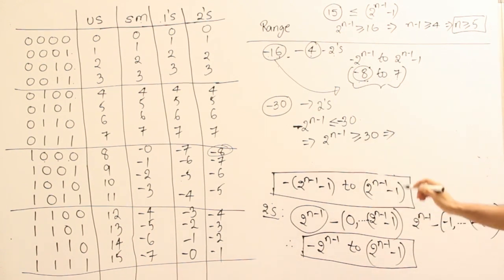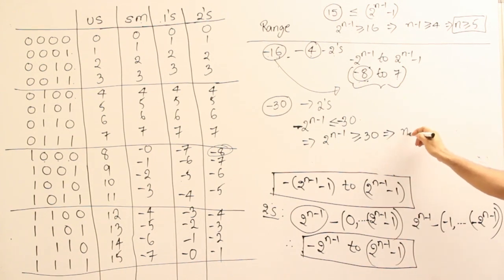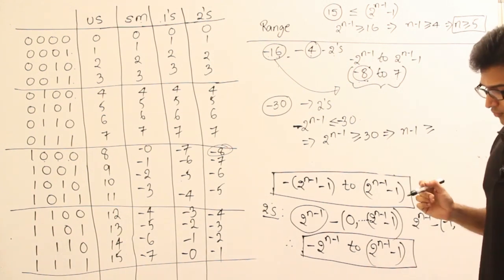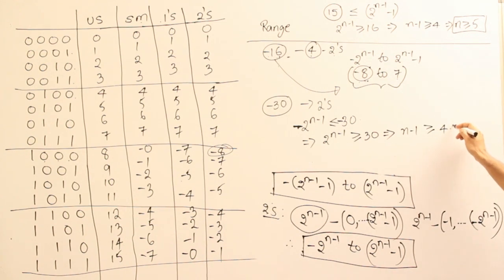Now what does it mean? That means apply log on both sides. n - 1 has to be greater than or equal to, if you apply log to this, I think you are going to get 4 point something, let's say 4.5 or something. Okay. What does it mean?